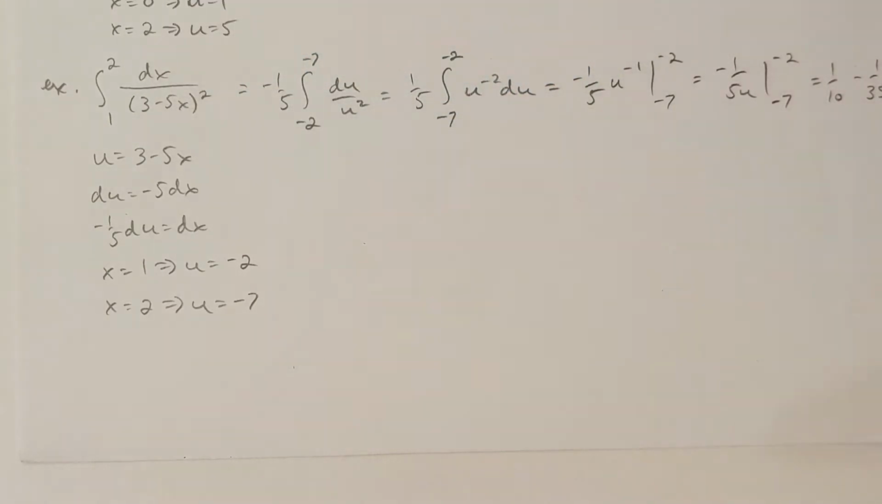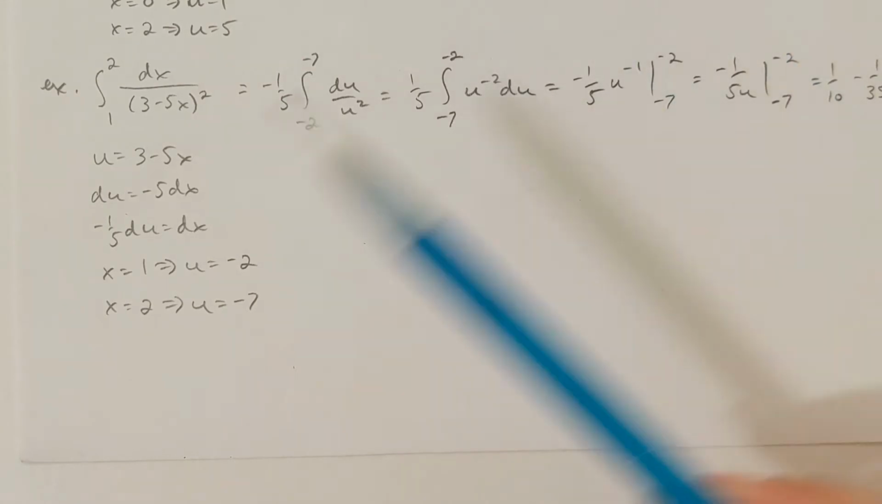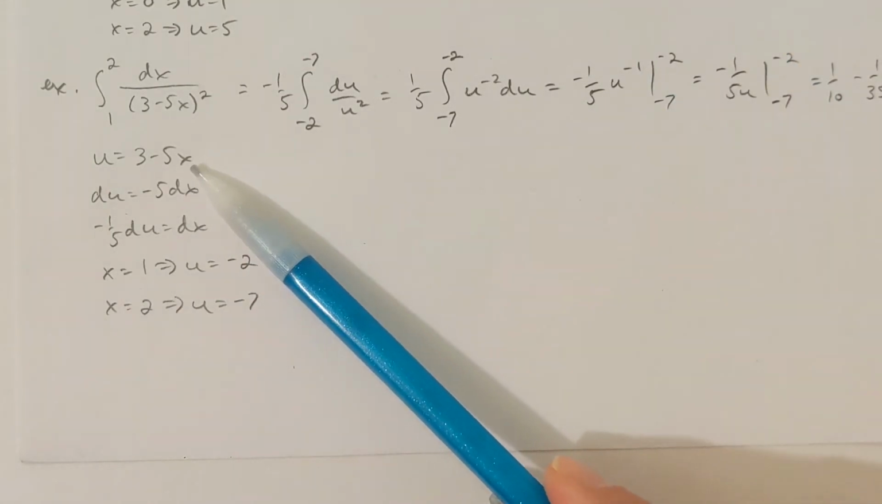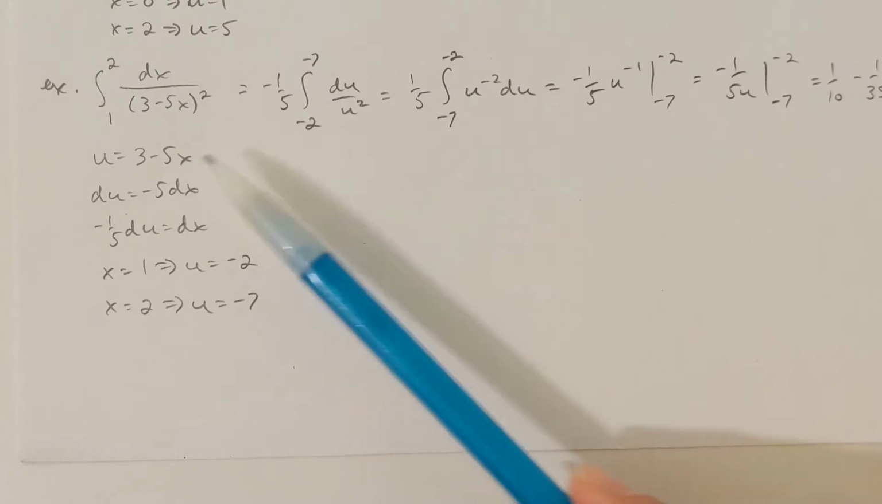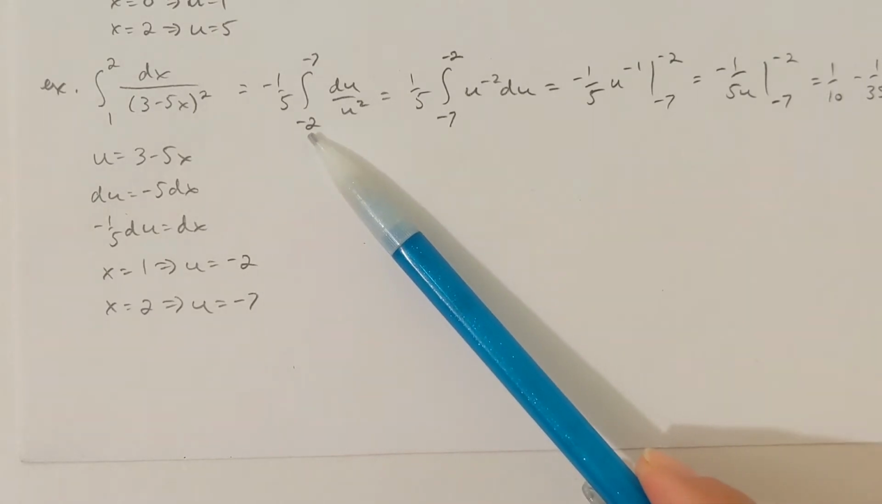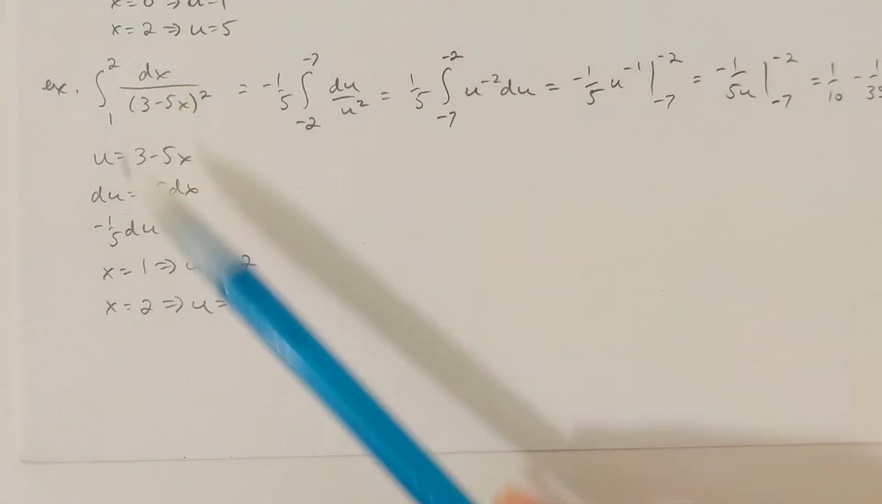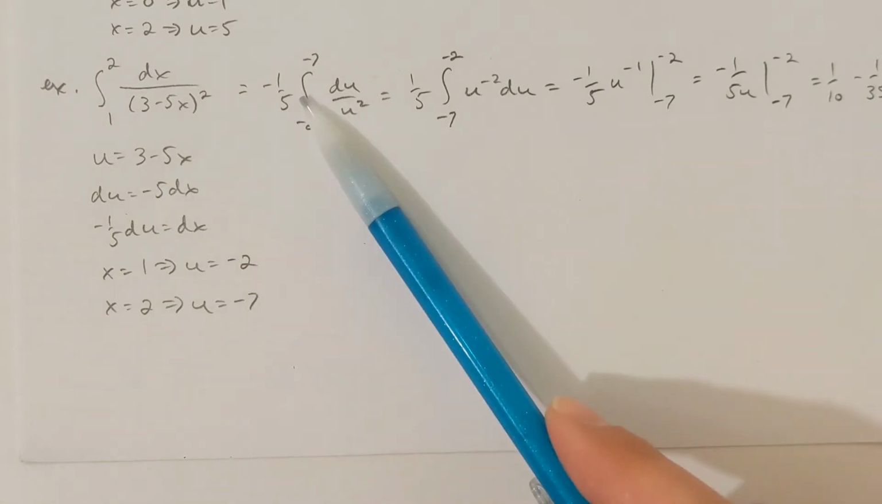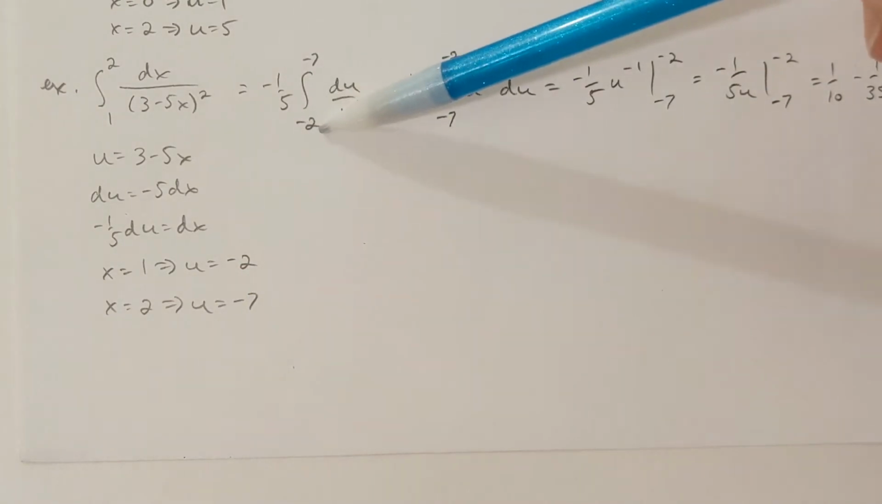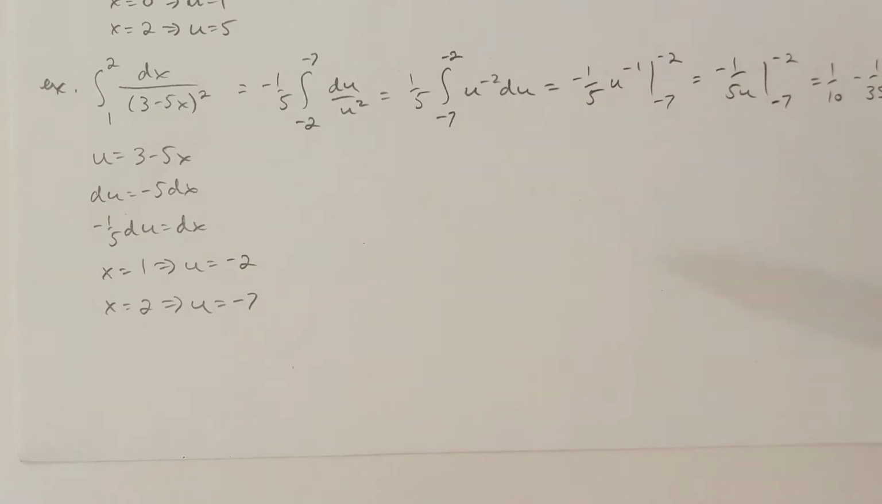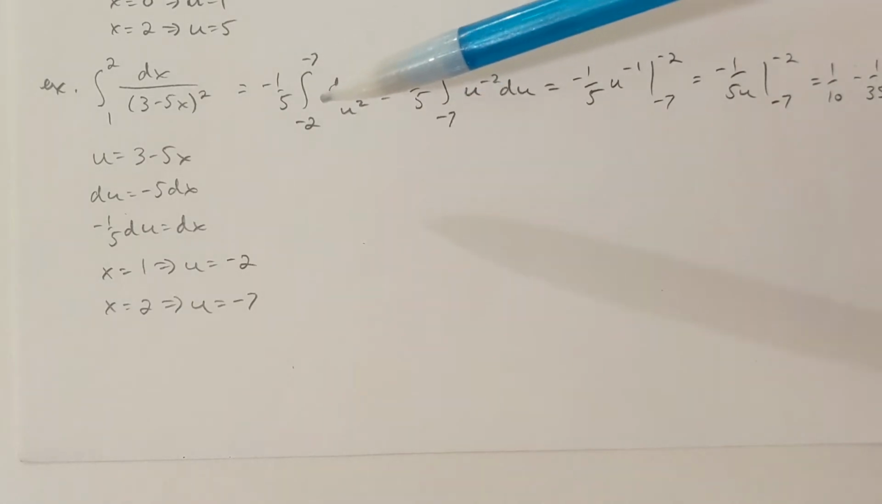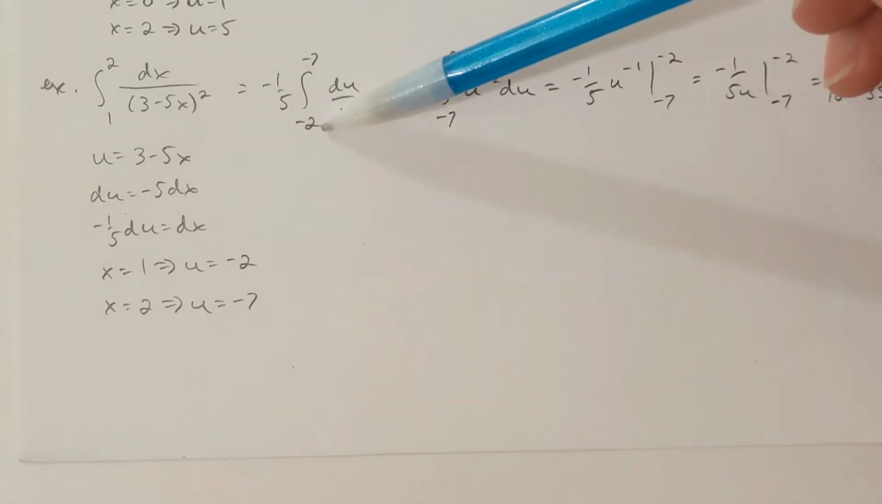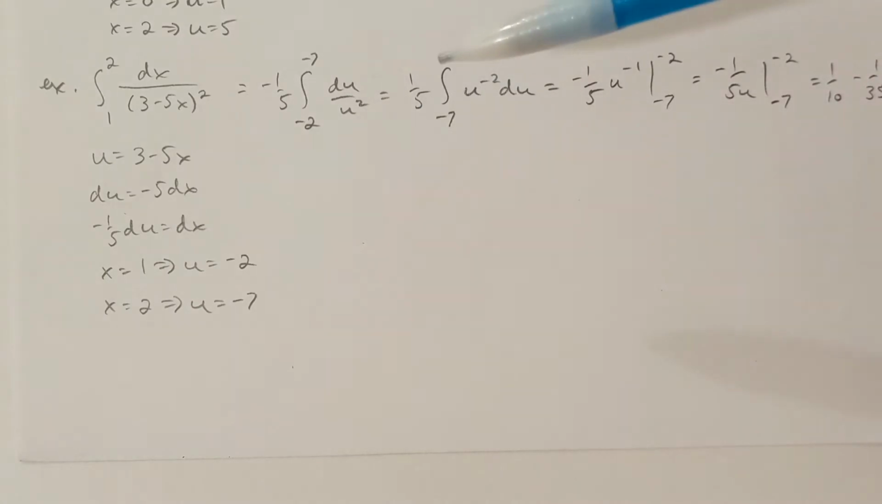Also, I have to change the bounds. So if x is 1, and you plug that into your substitution equation, U would be negative 2. Okay, that's going to be my lower bound. And then the upper bound, when x is 2, 3 minus 10 is negative 7. Okay, so I'm going from negative 2 to negative 7. Now, that doesn't make sense in terms of the bounds and how they should be. We know the smaller number is supposed to be the lower bound, the bigger number is supposed to be the upper bound. Well, we can easily fix that.